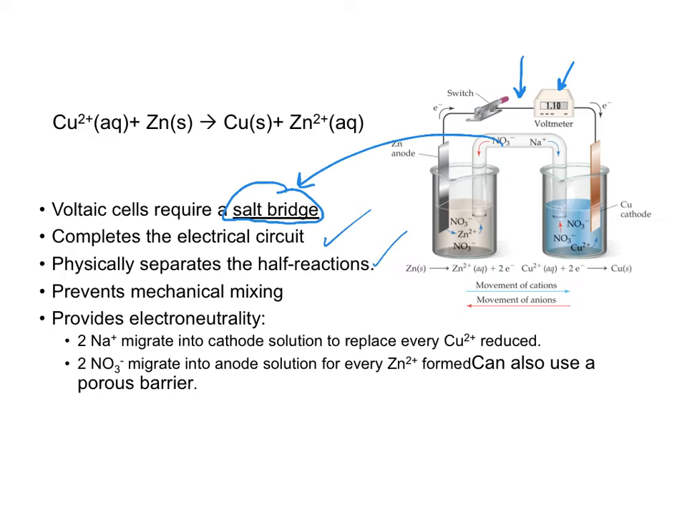When we had the demo, which we really didn't have, but if we had the demo, there was no way for us to capture any voltage out of that system. By putting it into two separate compartments, we're able to harness the electrical energy that is produced. Another thing a salt bridge does is it prevents mechanical mixing.